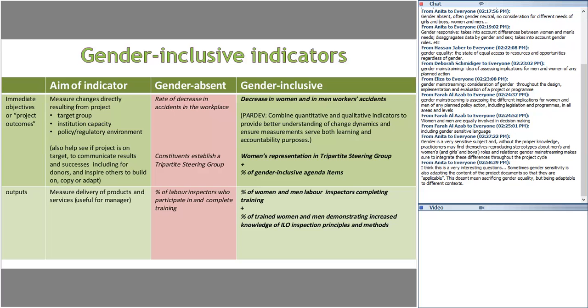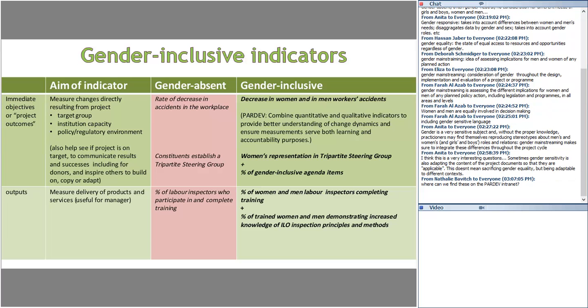Indicators, these indicators I'm a little less interested in because really the output indicators are to help the project coordinators. They measure delivery of products and services, so it's more useful for the manager of the project. But I wanted to also give an example of a gender absent output indicator, and there it is. Percentage of labor inspectors who participate in and complete a training. And, okay, I see that often too.